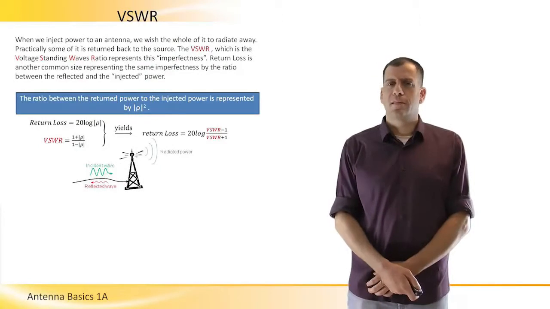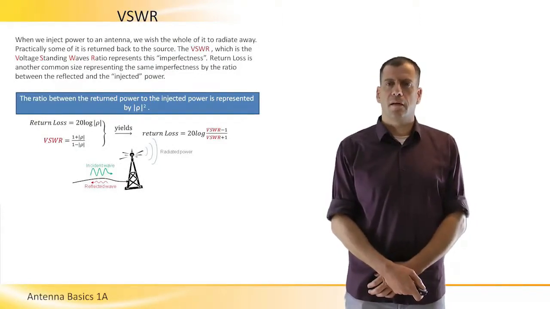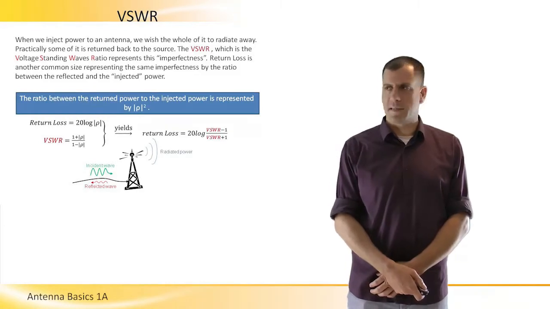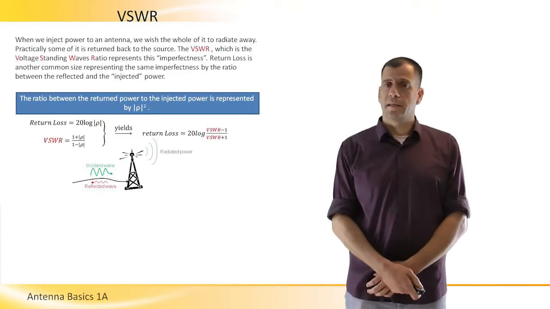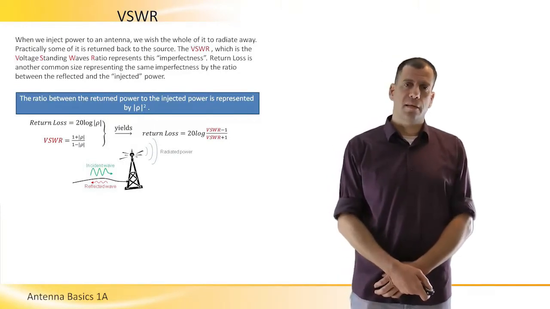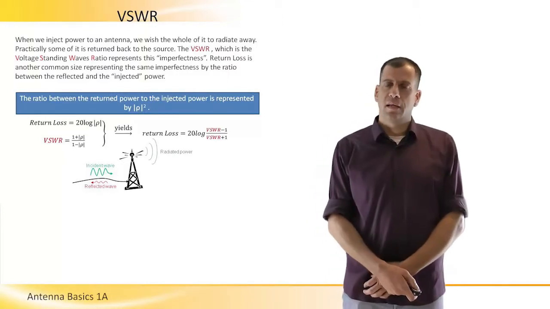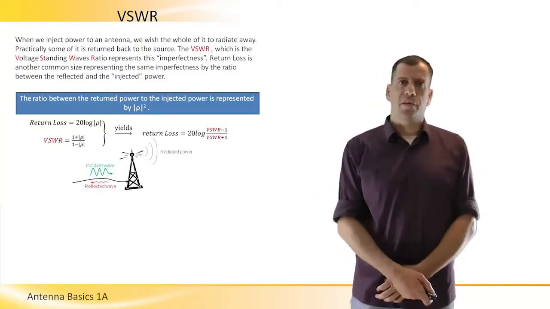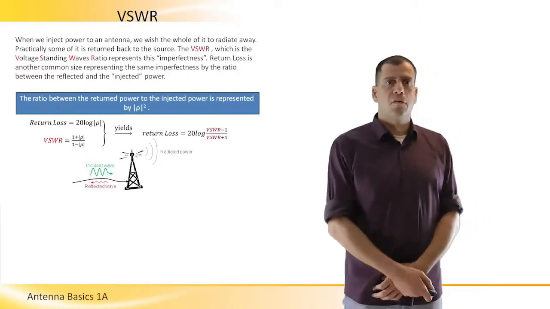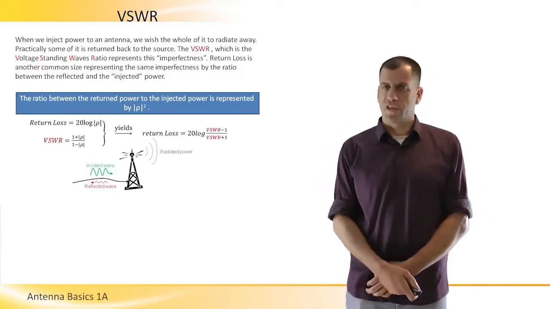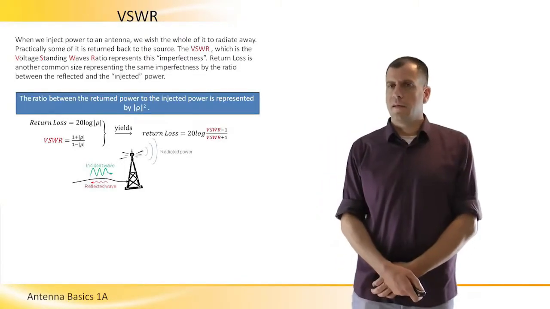Now we will start talking about terms that can be found in any antenna specifications that will help us better understand antenna specs, what they mean, why they are important, etc. The first one is the VSWR. The VSWR is a shortcut for voltage standing wave ratio. It actually represents the following.